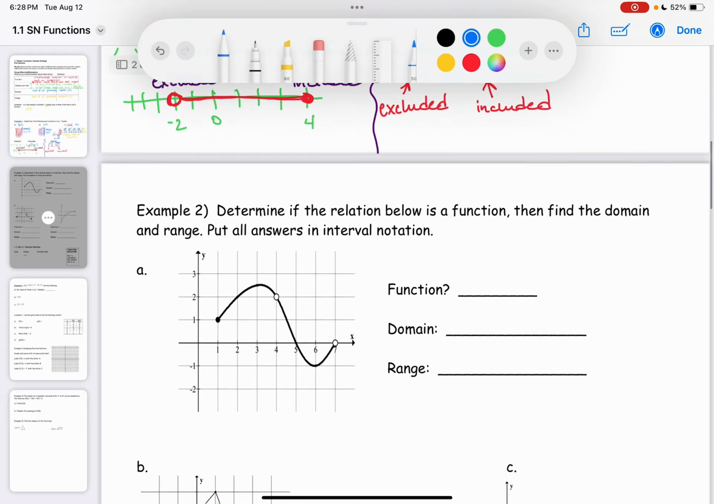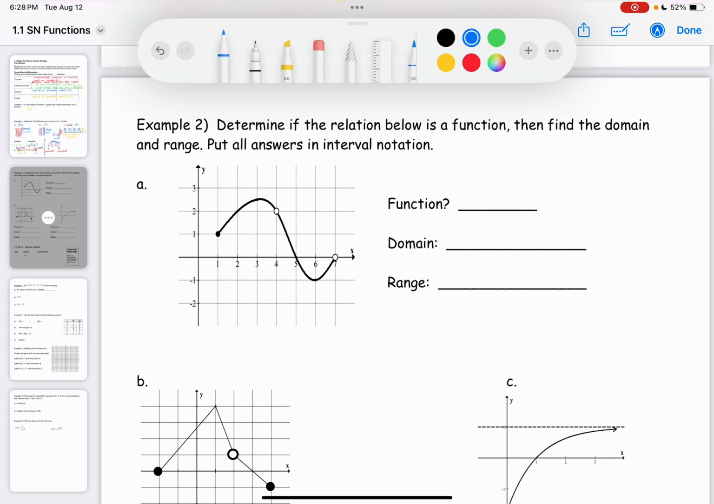All right, let's look at another example. Example number 2. Determine if the relation below is a function. To start off with, we would test it using the vertical line test.